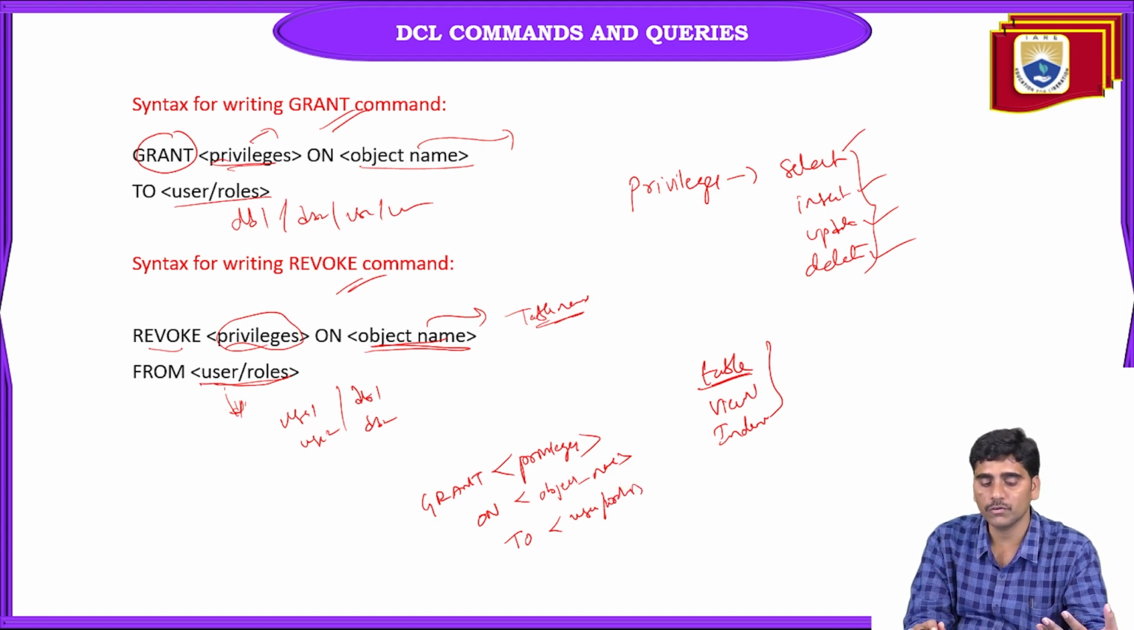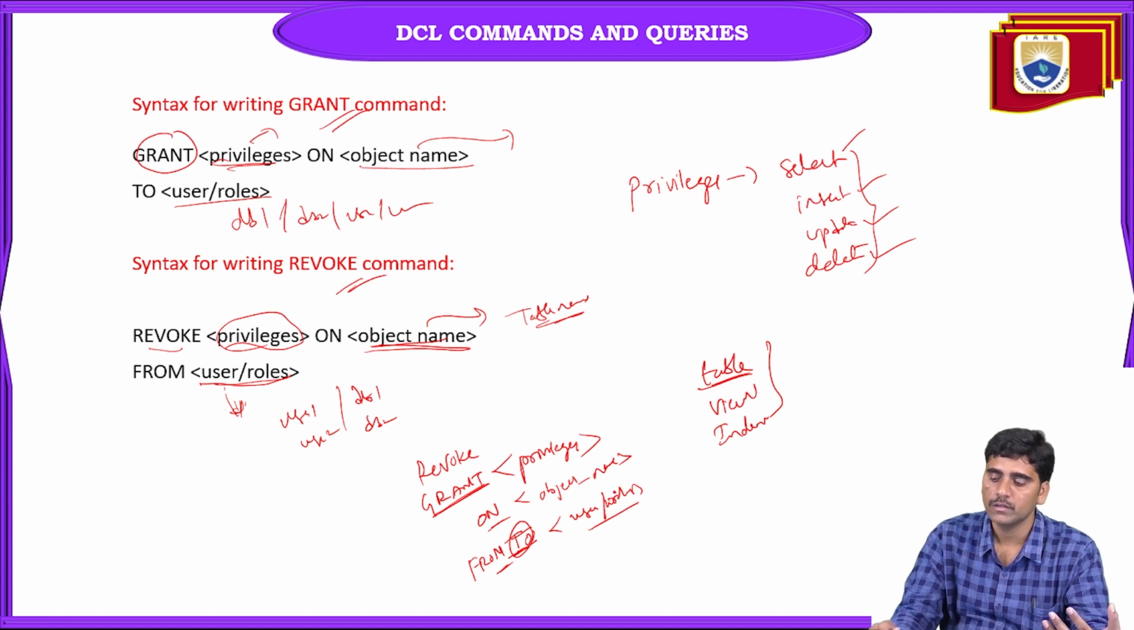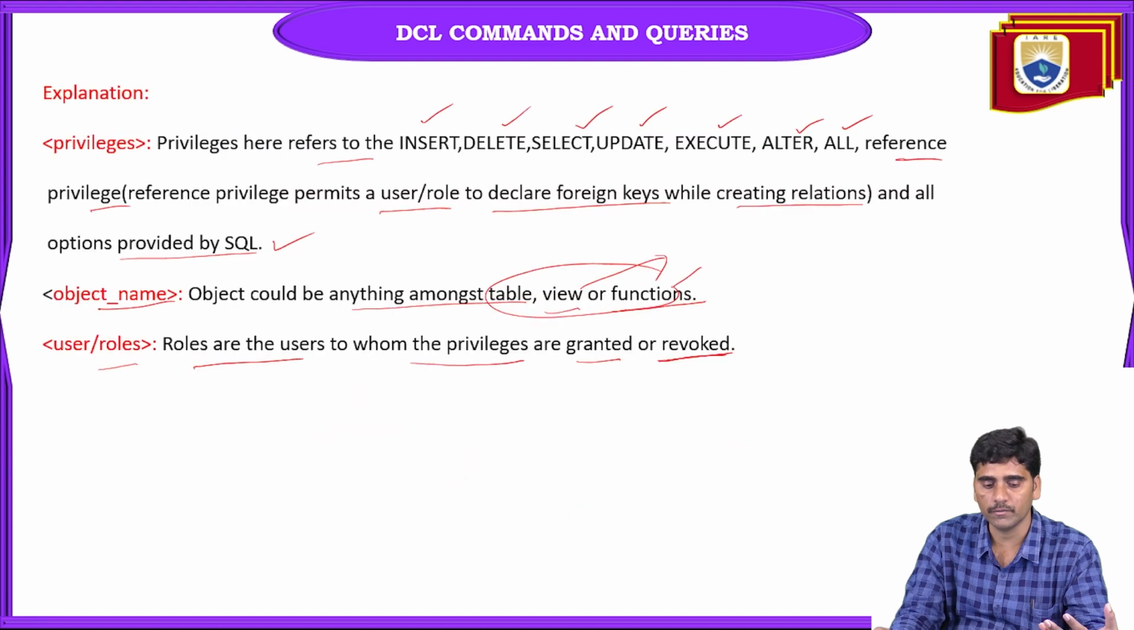Similarly, the syntax for revoking is the same. Instead of grant, we write revoke as the command, and on is the same, and instead of to we use from. The same user or role will be applied. So that is the syntax for writing the grant and revoke commands.